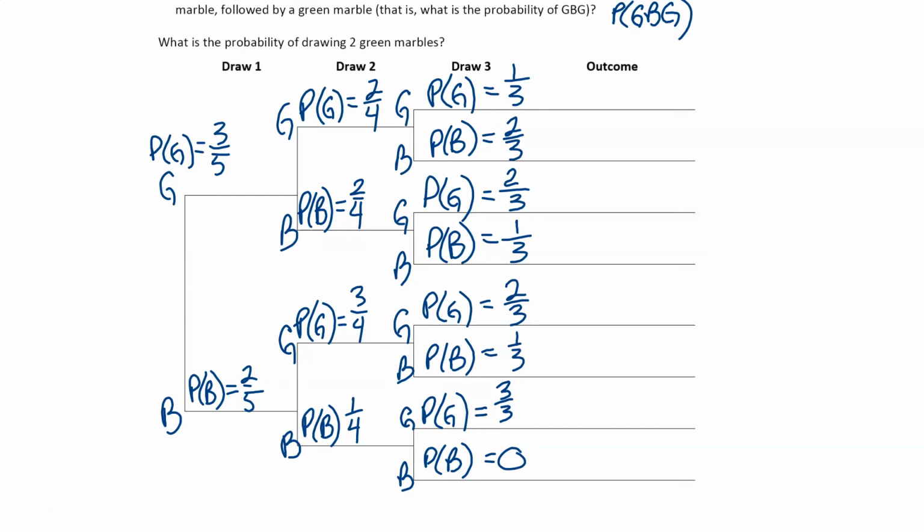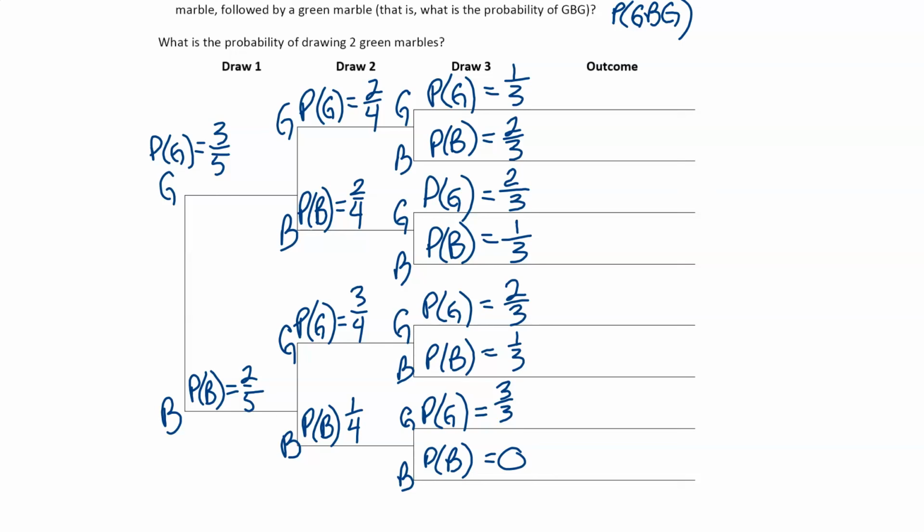It's also worth noting, we ended up with a 0 in the last space. And that makes sense if you think about it. In the first draw, we drew a blue marble, and we left it out of the bag. In the second draw, we also drew a blue marble and left it out of the bag. Since there were only 2 blue marbles to start with, we've taken both of them out. There's no chance that you're going to get another blue marble because there are no more left in the bag.